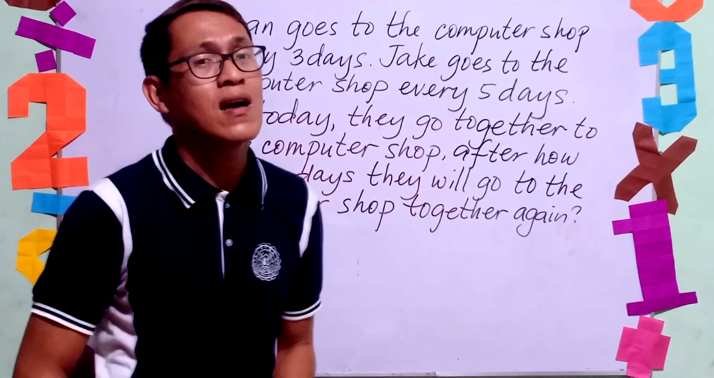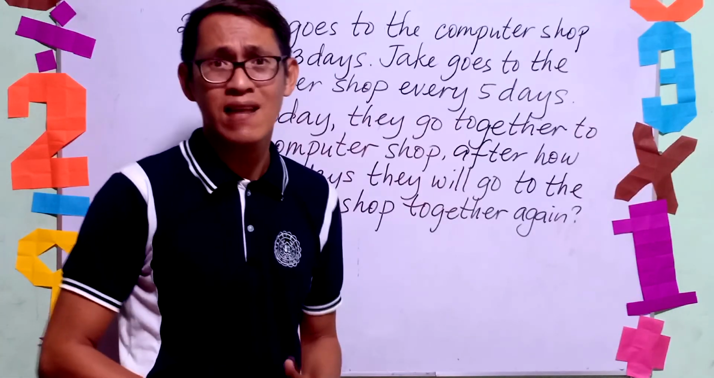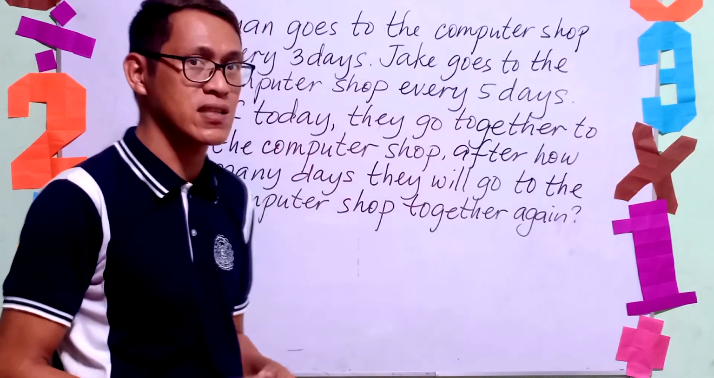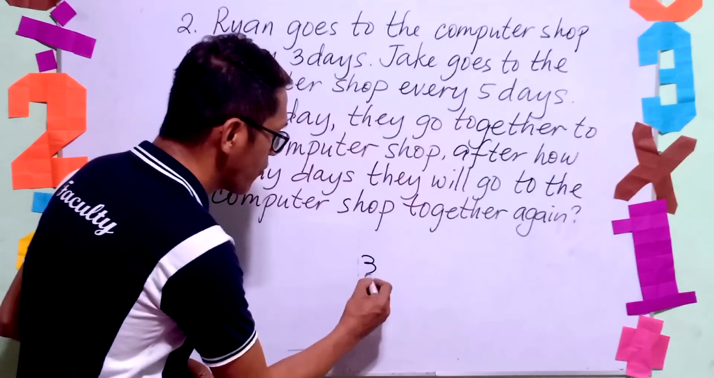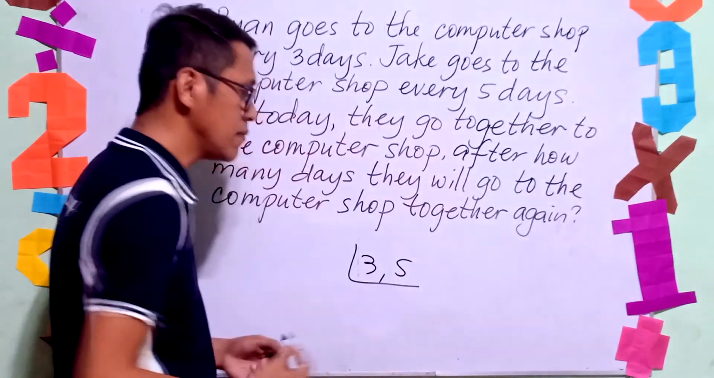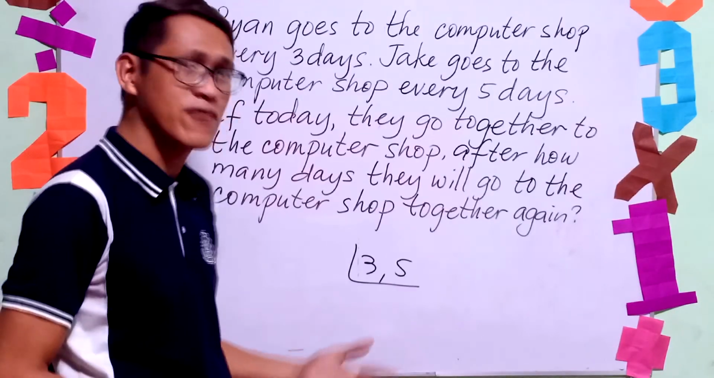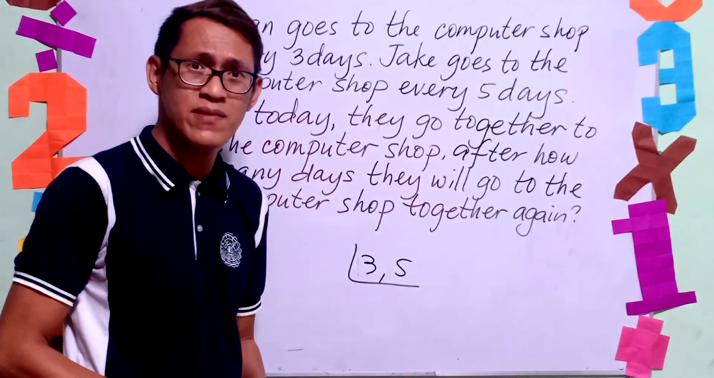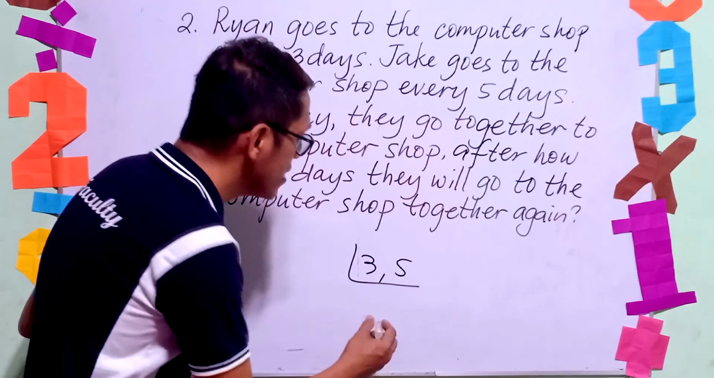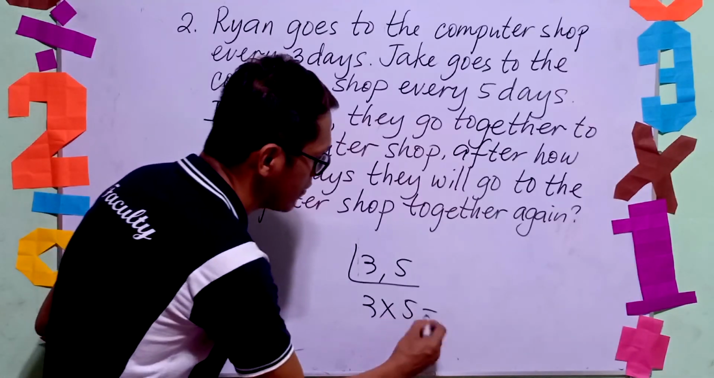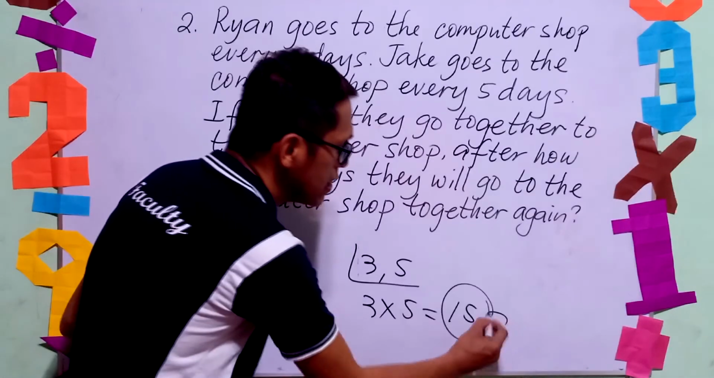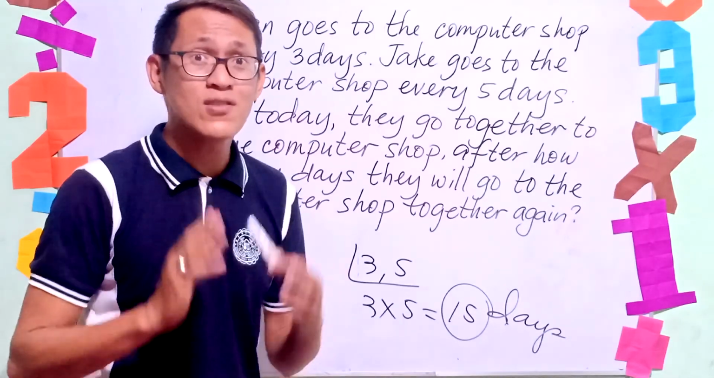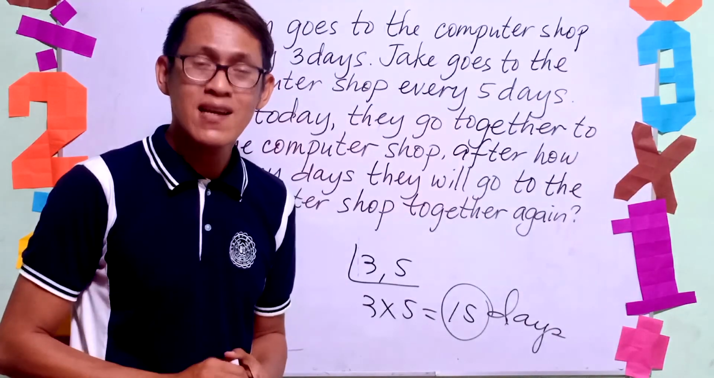Again, you can use either of the two ways, you will get the same answer. But let me use the continuous division process. So let's get the LCM of 3 and 5. Here, you can only divide 3 and 5 by 1. So, how to get the LCM then? Just multiply the 3 and the 5. So 3 times 5 is 15. Meaning, every 15 days, they will go together to the computer shop.